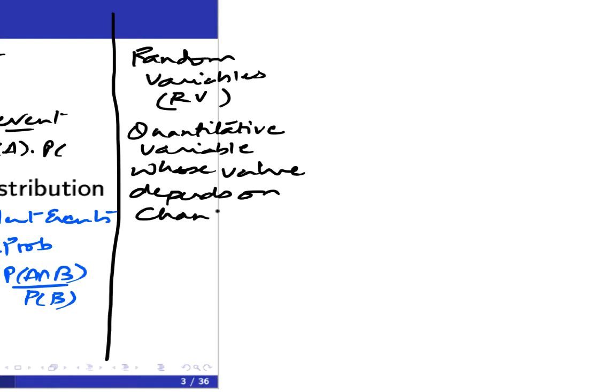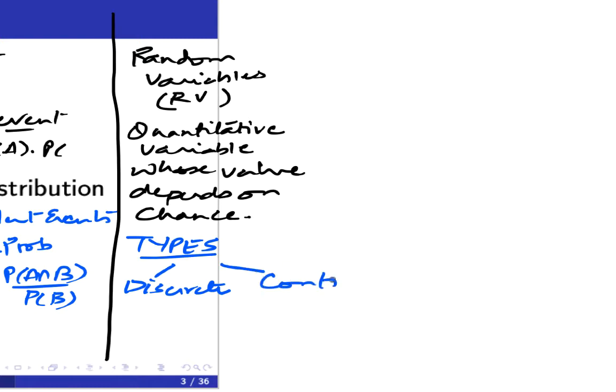Okay, so we have that. Now, there were two kinds of random variables. So let's look at the types of random variables. The types we looked at were discrete, and the other one was continuous.